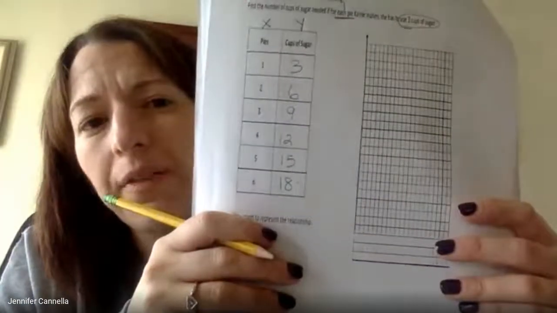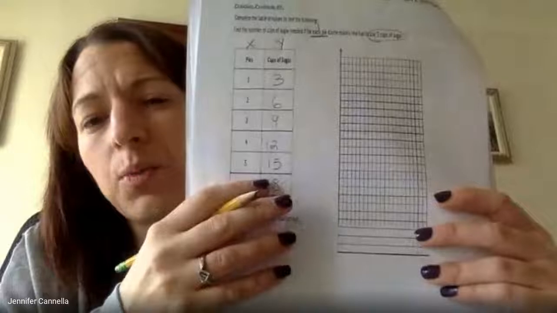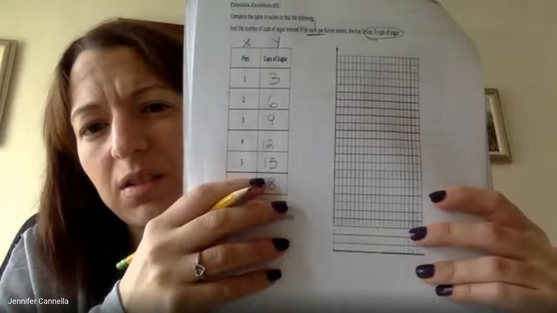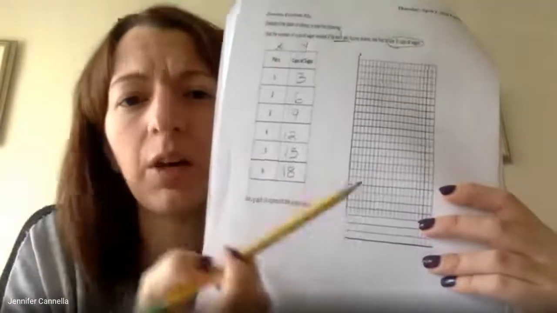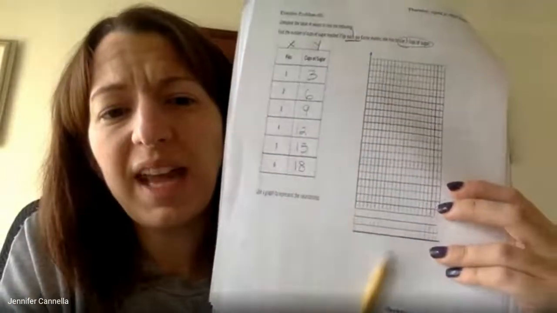Now, when we graph, we have to label the x and y axis. I hear some talking in the background. Whoever that is, mute yourself because it's really hard to hear. Thank you. Okay, so this is the x coordinate.